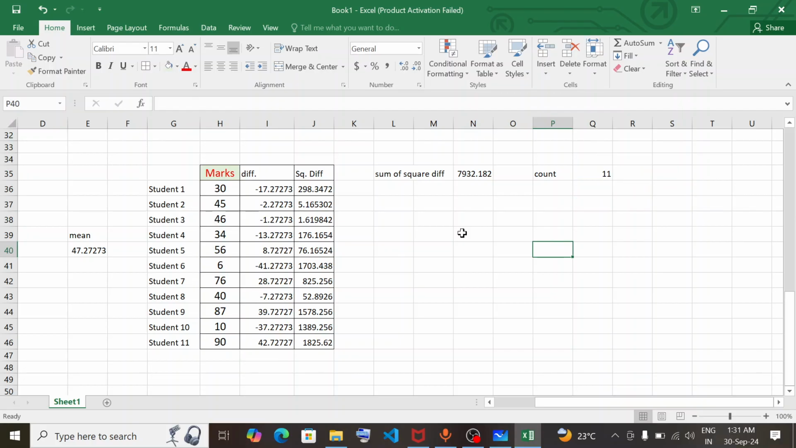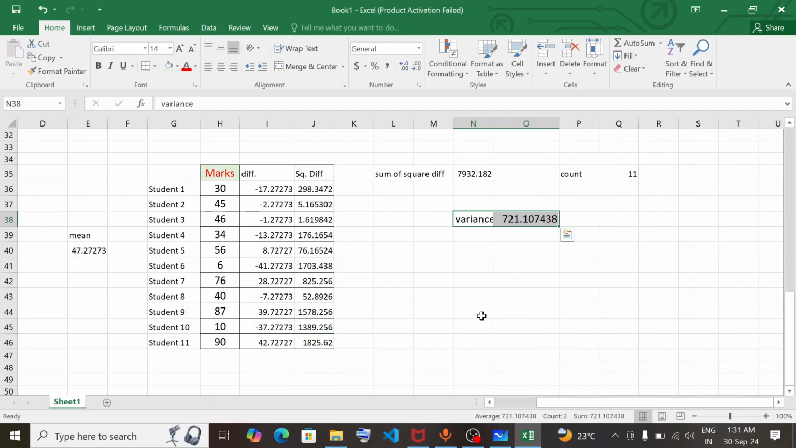Now variance is nothing but the sum of square difference divided by the number of elements, and here we'll get the original variance. Okay, and variance is equal to this value divided by this value. Press enter and your variance will be 721. Okay, so here is the variance value we got from the formula.